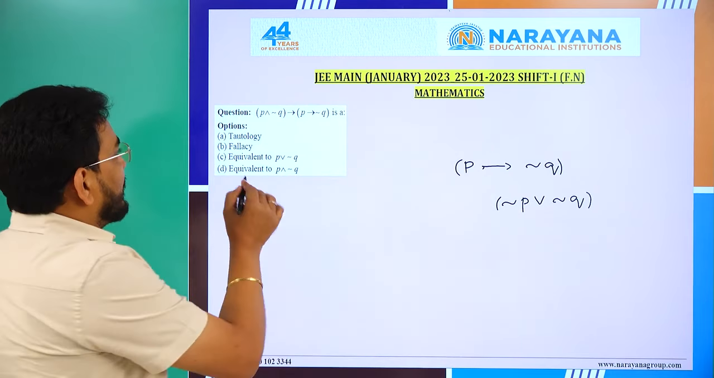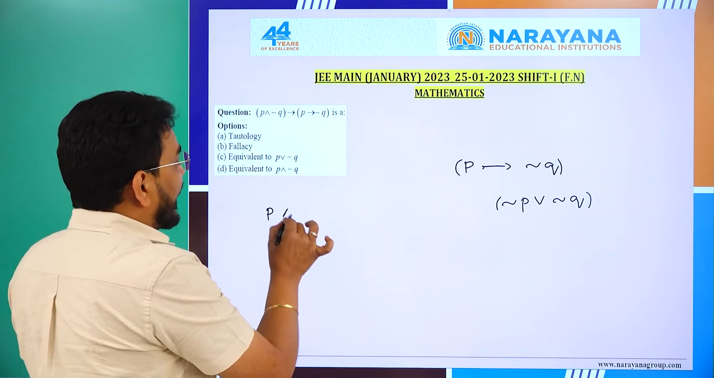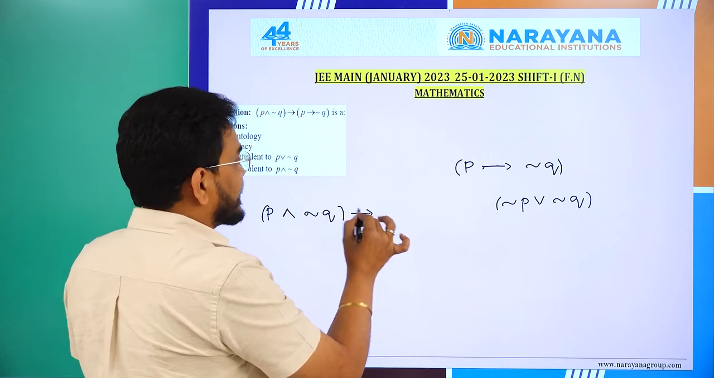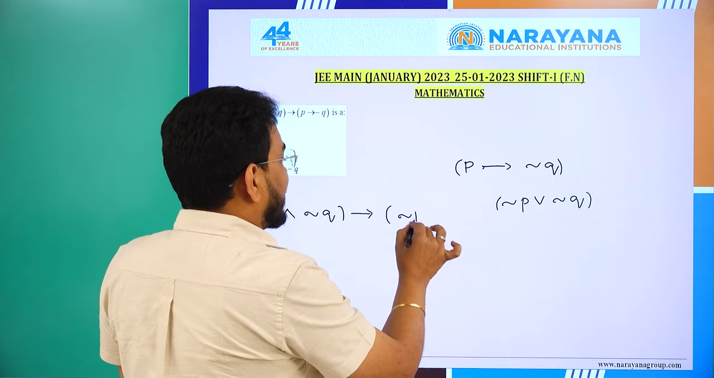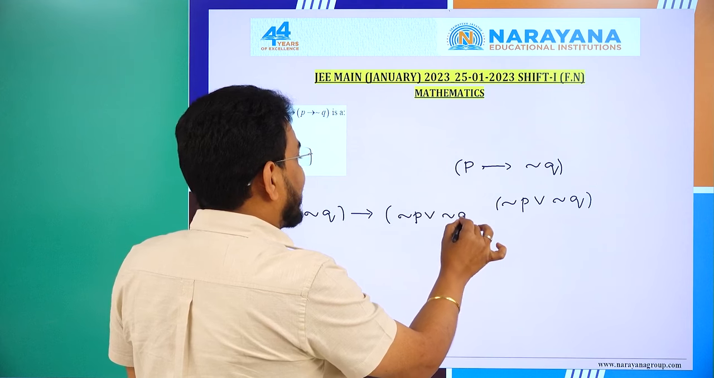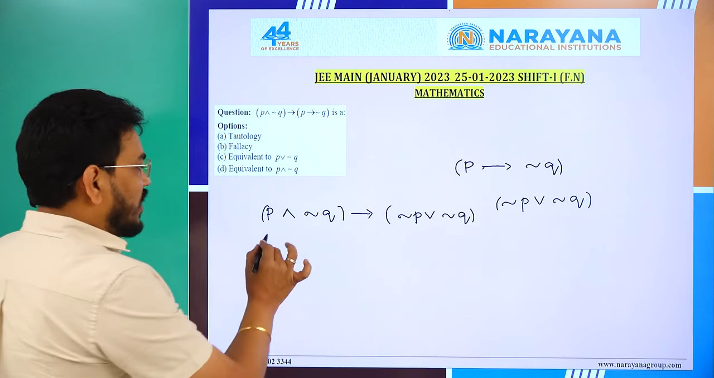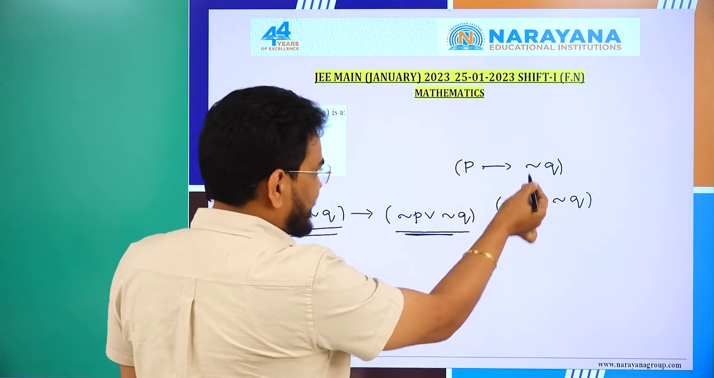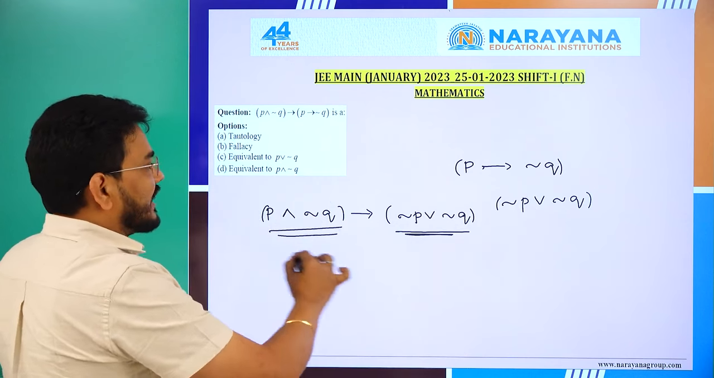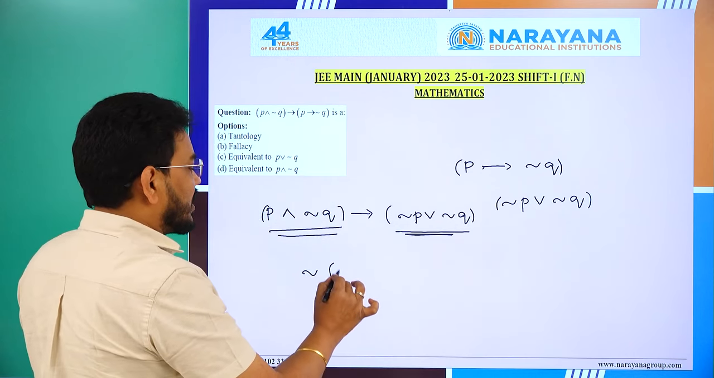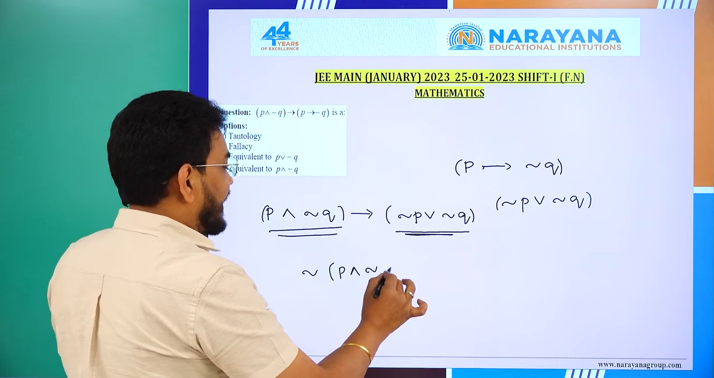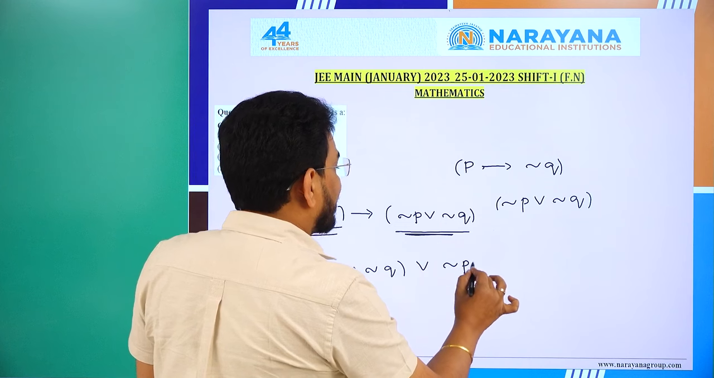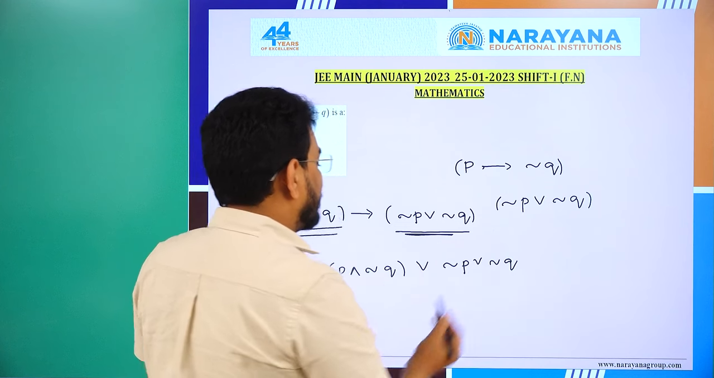Okay, so this is P and Q implies negation of P or negation of Q. Now this is the first statement, implies the second one. As per the same logic, you need to take the negation of this one. So negation of P and negation of Q, or this portion, negation of P or negation of Q.